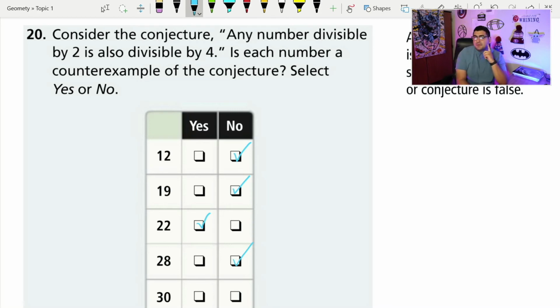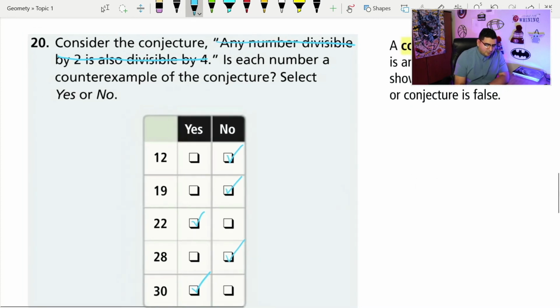The last number is 30. Is it divisible by 2? Yes. 30 divided by 2 is 15. And 30 divided by 4, again, would give us a fraction or a decimal. So because that's not a whole number, it's not divisible by 4, which means 30 would also be a counterexample because it's a number that can be divided by 2, but not by 4. So we can now prove that this statement is false. Here are two numbers that prove that statement is false. This is how we prove conjectures wrong.